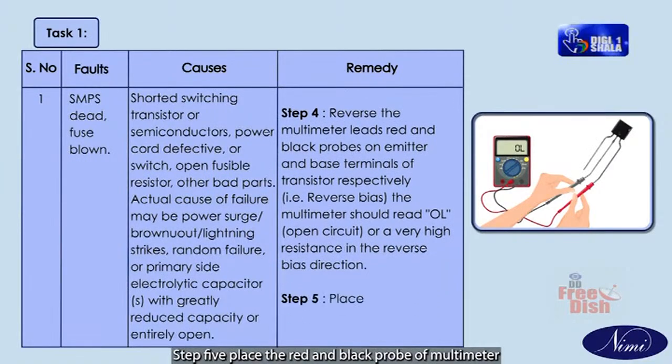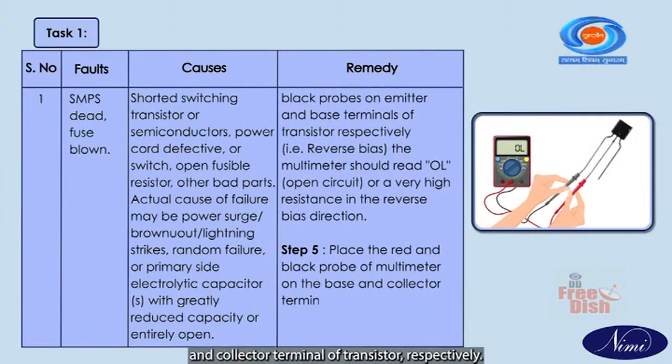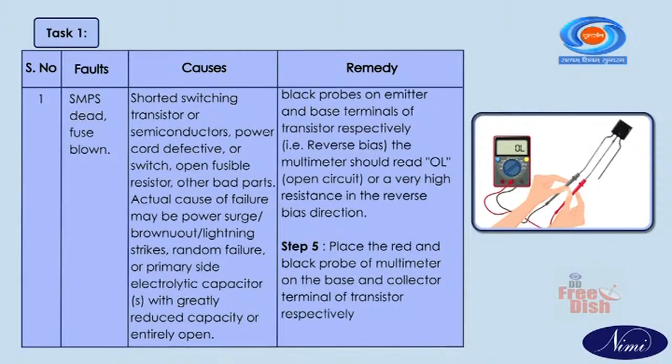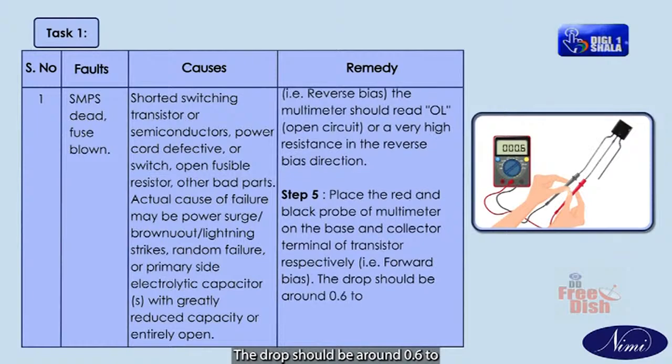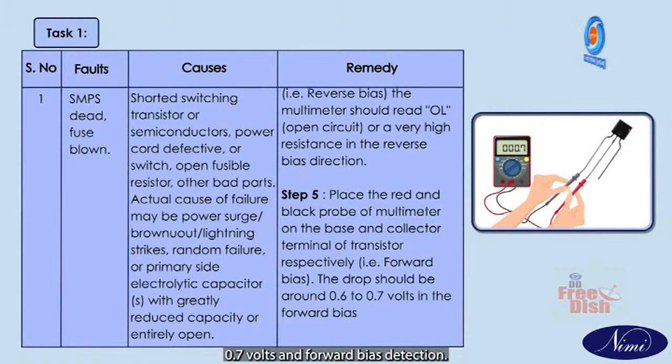Step 5. Place the red and black probe of multimeter on the base and collector terminal of transistor respectively, that is, forward bias. The drop should be around 0.6 to 0.7 volts in forward bias direction.